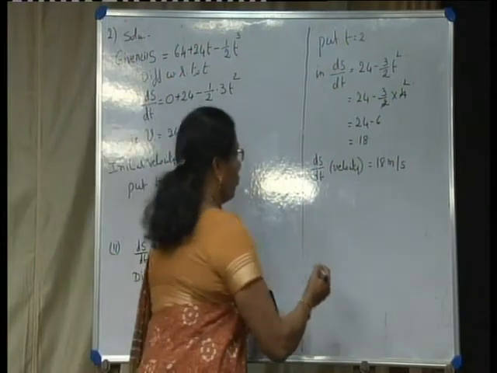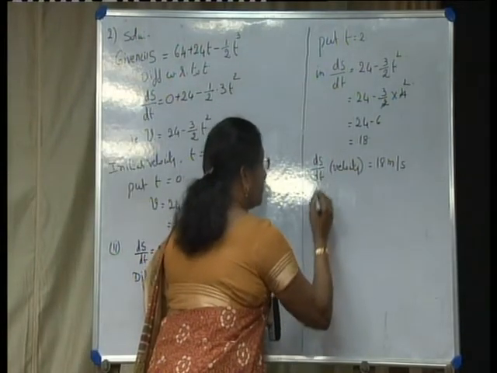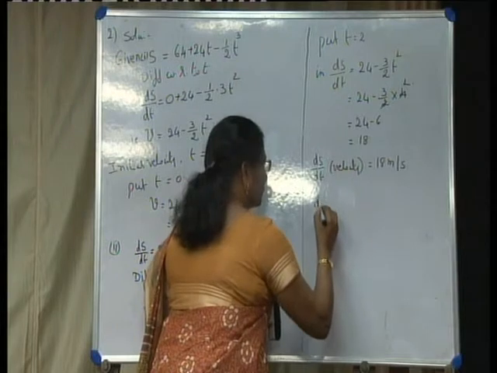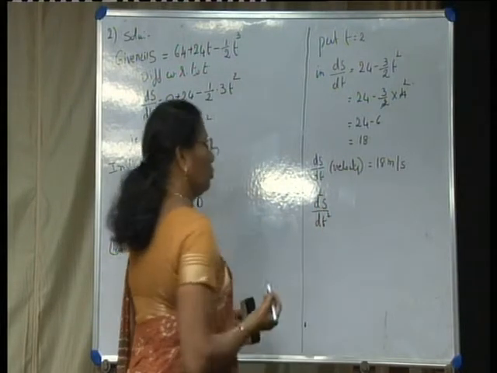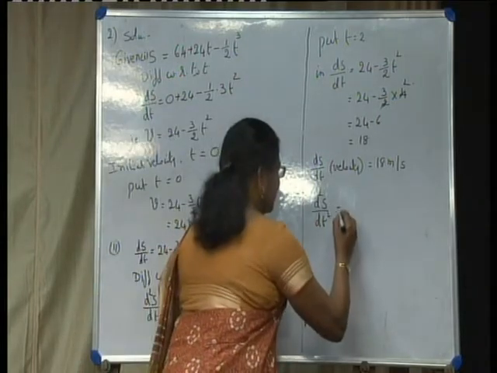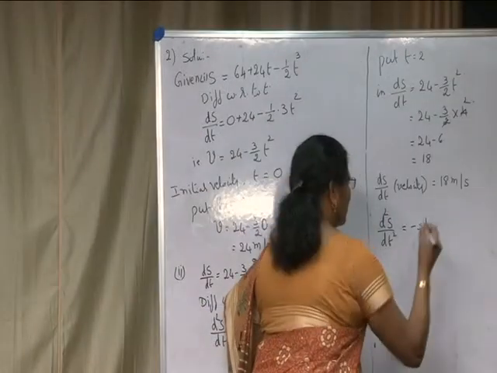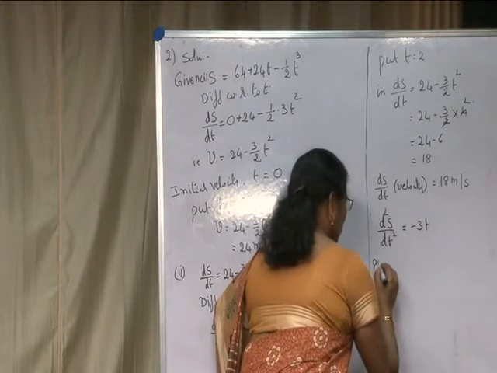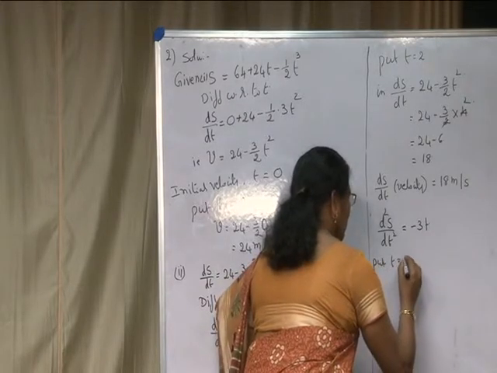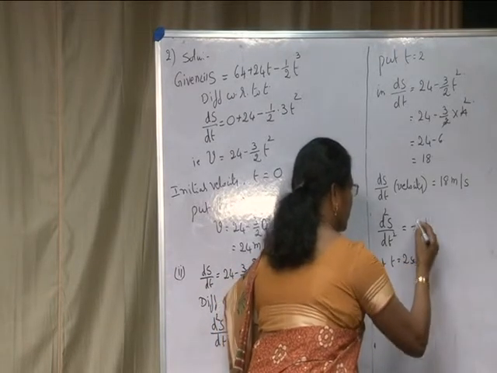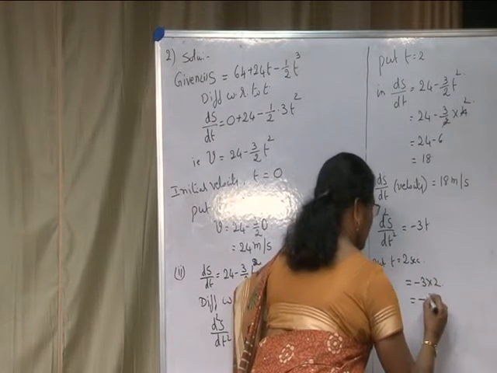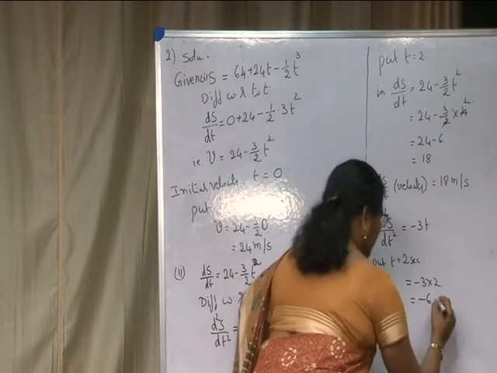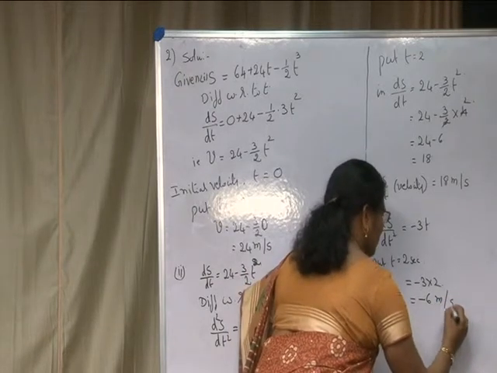Now, we have to find the acceleration after 2 seconds. Acceleration is minus 3t. Put t is equal to 2 seconds. This is equal to minus 3 into 2, which is minus 6 meters per second squared.